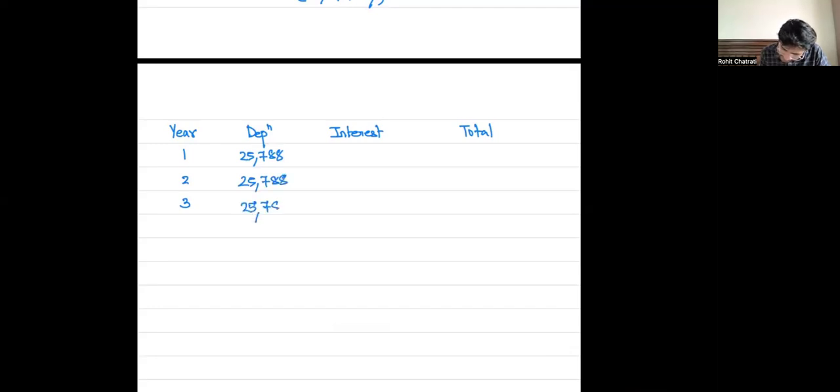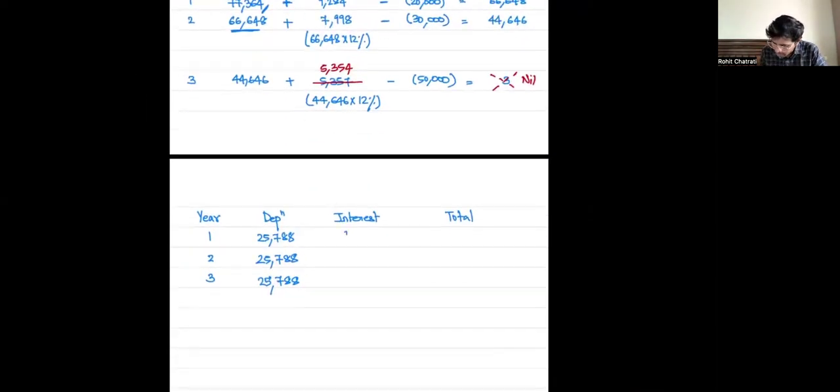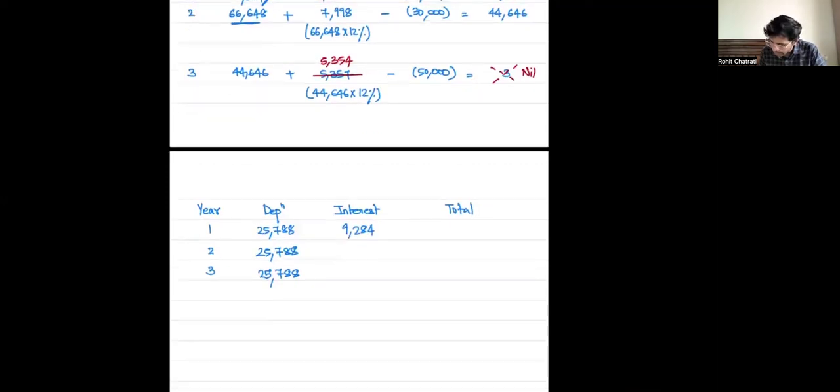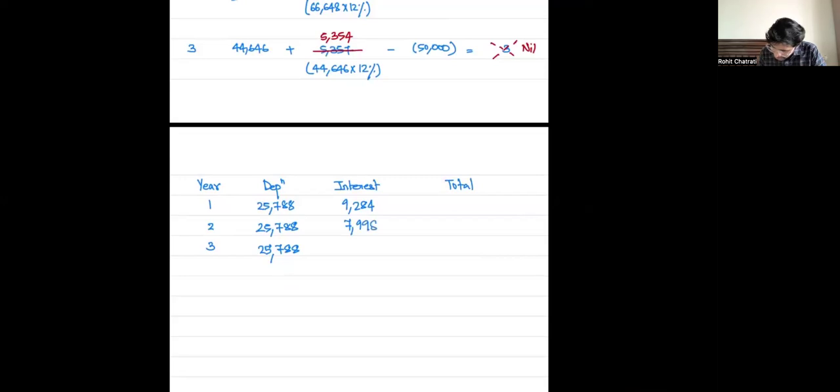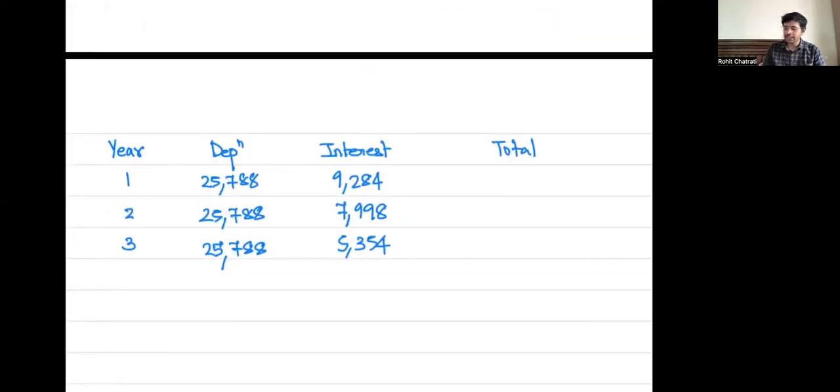All right. Let us plot down the depreciation expense and interest expense in each year. Depreciation and interest expense that we are recognizing in each year. Depreciation is constant at 25,788. Depreciation was equal for all the 3 years at 25,788. Now, interest is actually fluctuating. In year 1, we had interest of 9,284. Year 2, we had interest of 7,998. And in year 3, we have interest of 5,354.